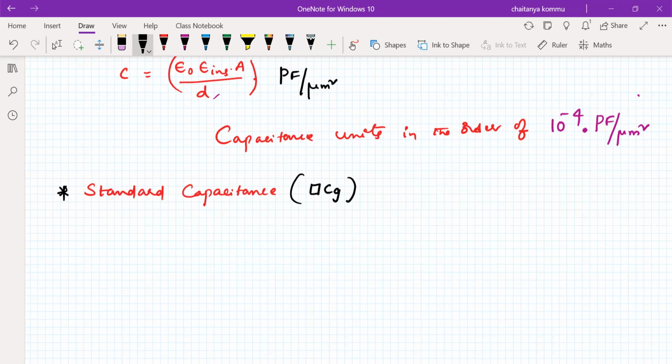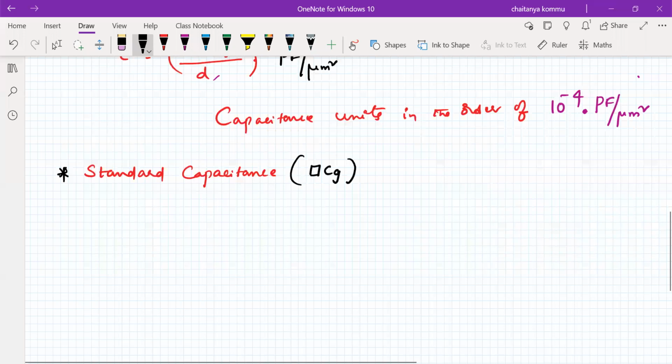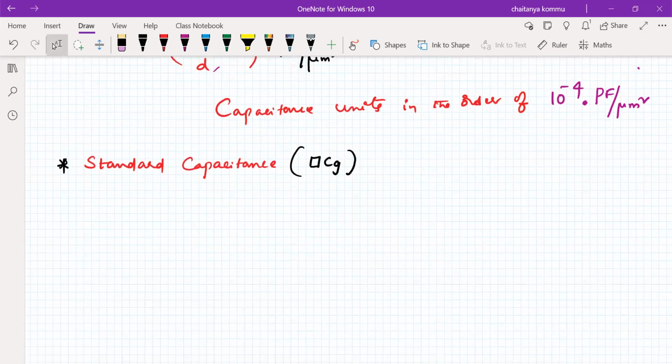What do you mean by the Cg? It is actually the capacitance of a material, for a unit area capacitance. What does that mean? You take any capacitance, for example, the gate to channel capacitance. Please remember that it is gate to channel capacitance. Whatever capacitance you calculate, it is obviously, as we know very well, epsilon into A divided by D.